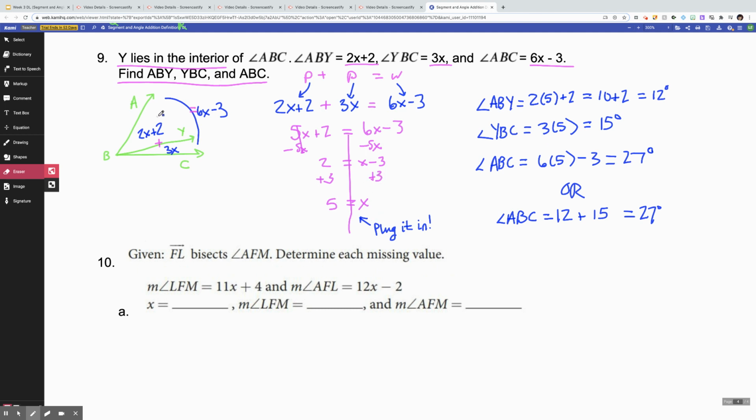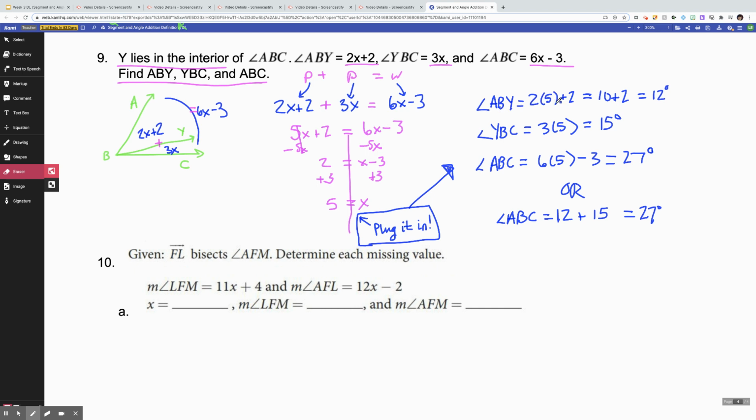But if you look back at the question, that's not what they're asking me for. They don't want to know what x is. They want to know what the individual angle measurements are. So you have to plug it in. Okay, plug it in. Which is exactly what I did right here. So wherever I saw an x, I plugged in 5.